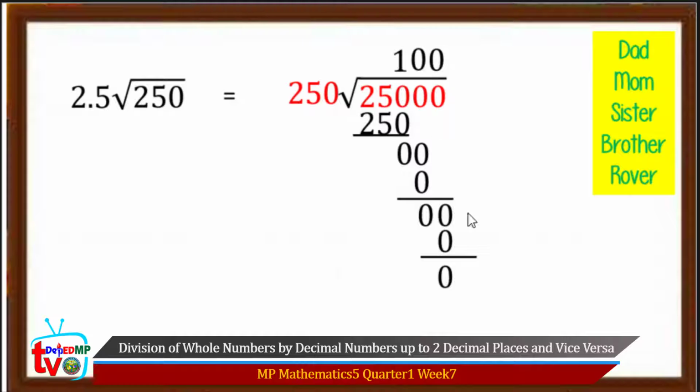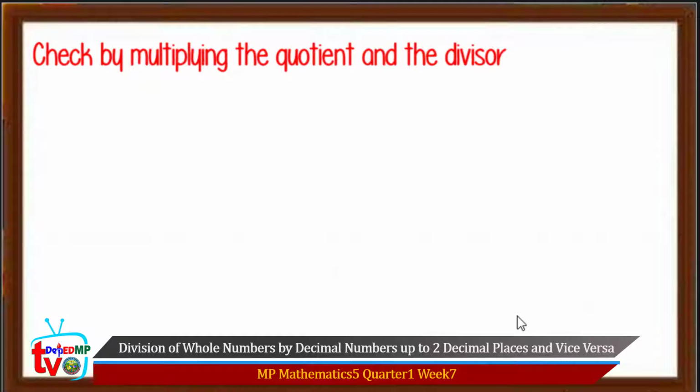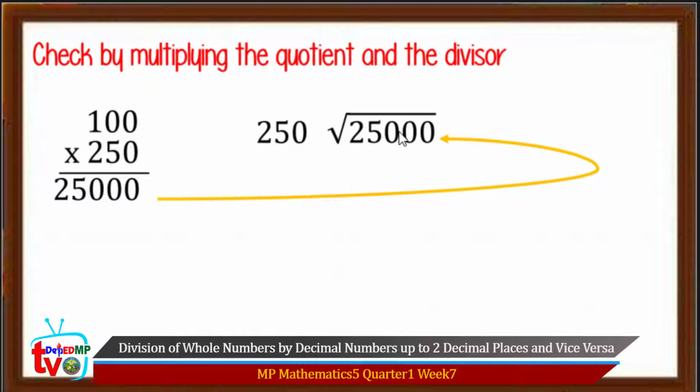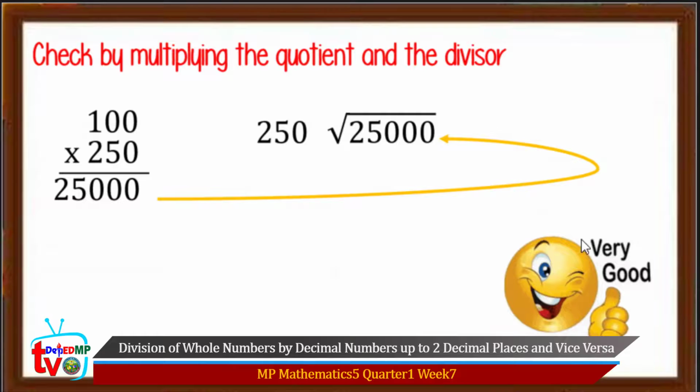How are we going to check if our answer is correct? We will multiply the quotient and the divisor. What is our quotient? 100. Our divisor is 250. The answer is 25,000. Is it equal to our dividend? If they are equal, then it means we are correct.